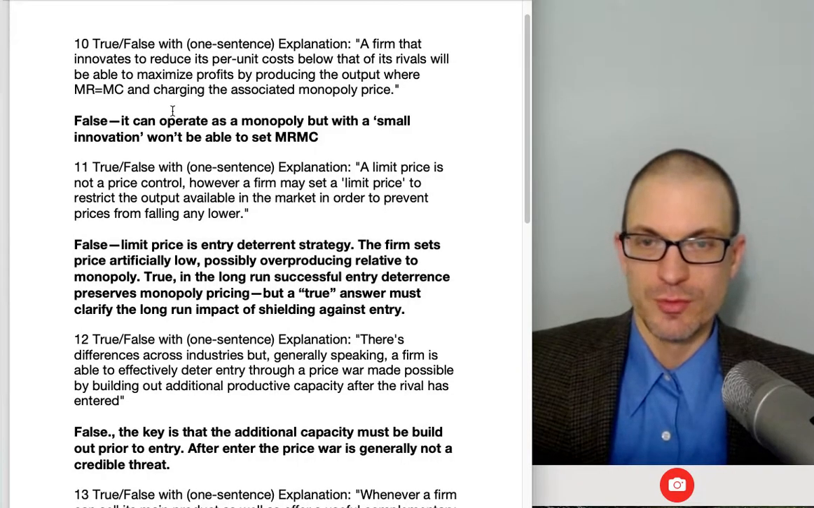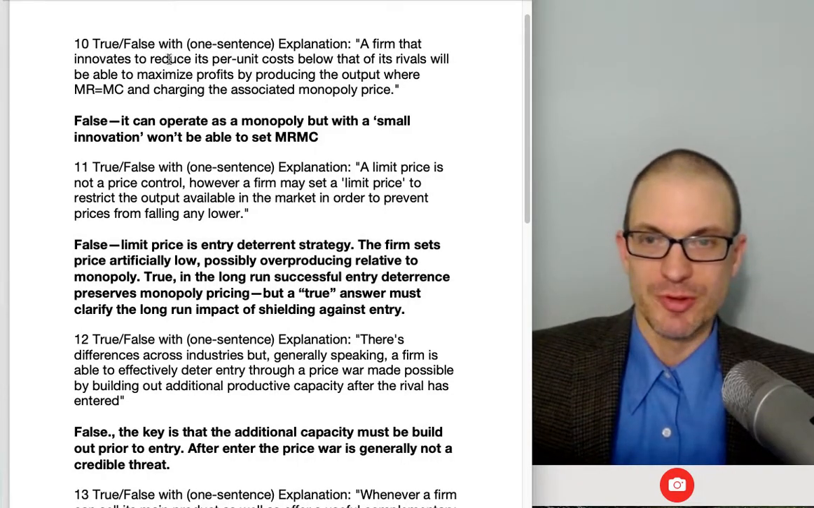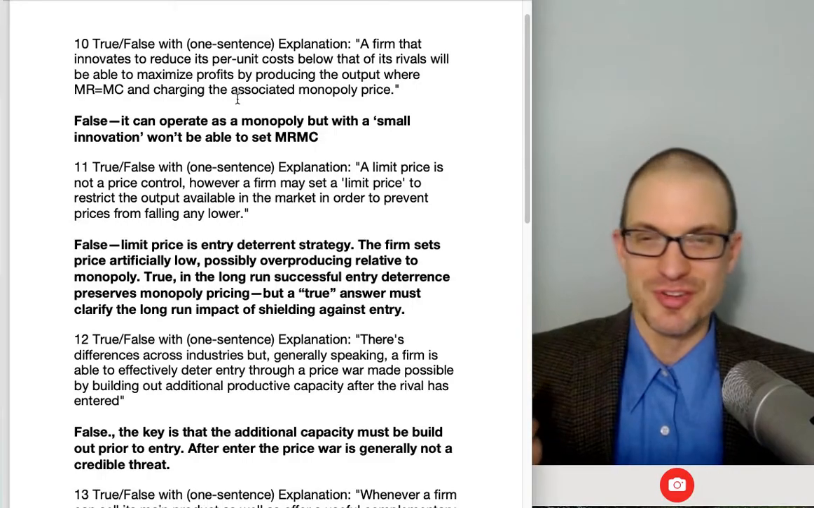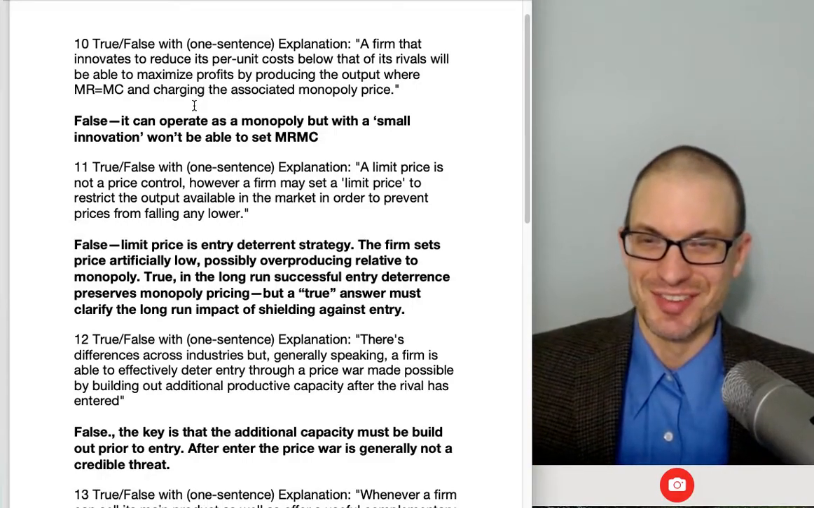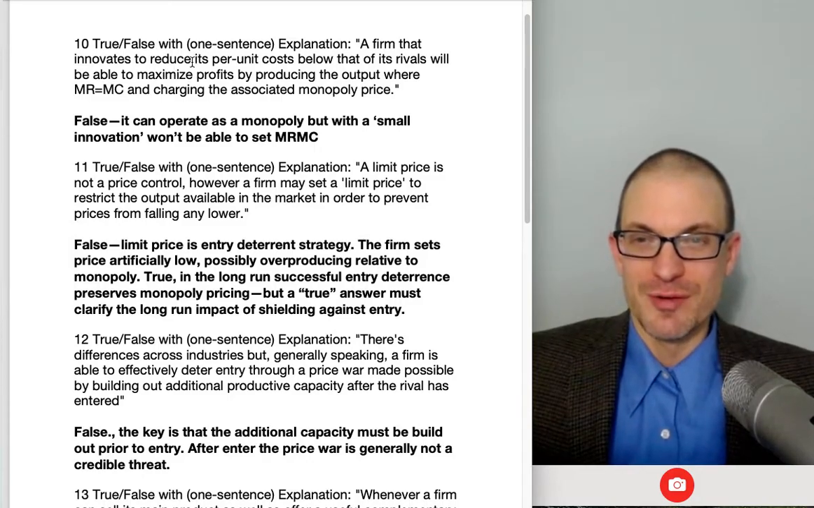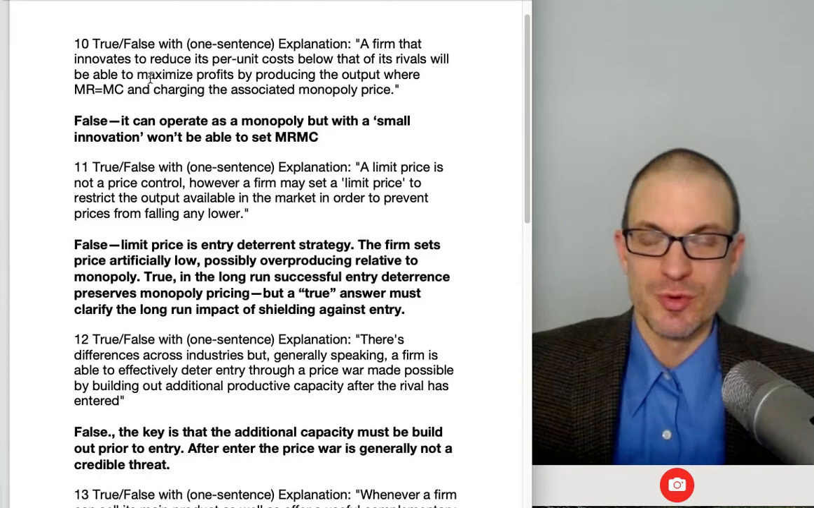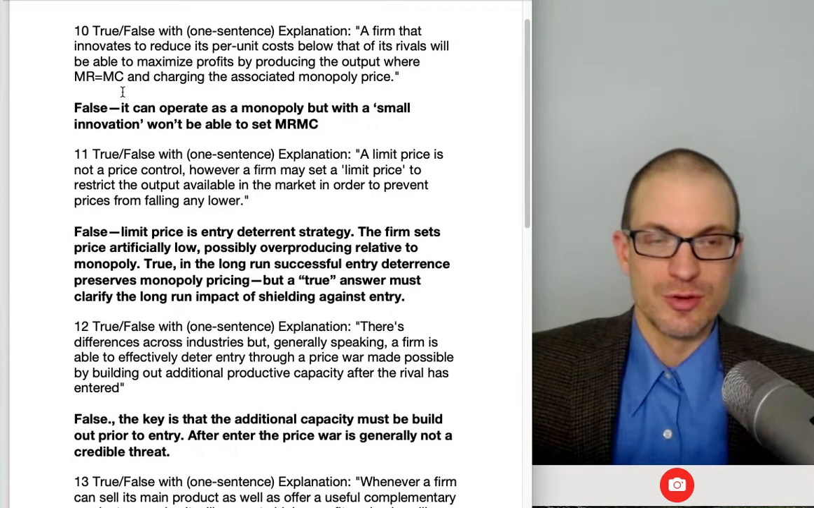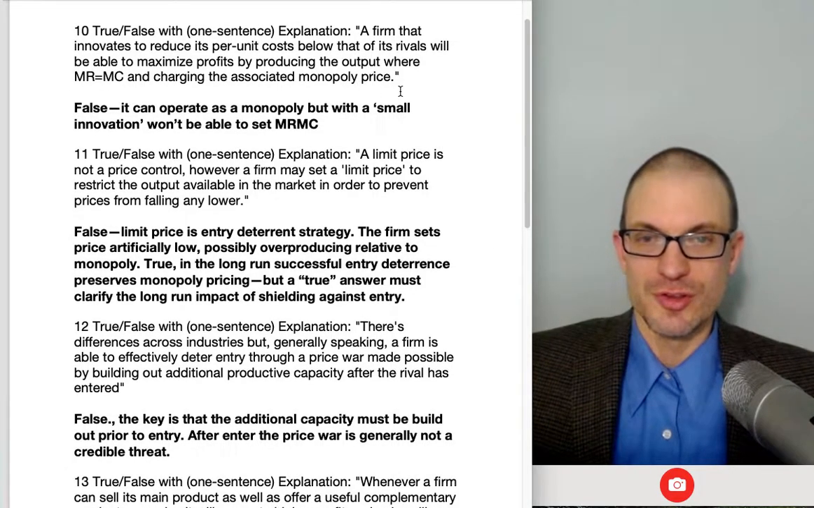The first one, what's the problem? Oh, this is out of order. I should have put this in the same order as what we just had. Sorry. But this is what we'll do from here now. So a firm that's able to innovate reduces its per unit cost below that of its rivals, able to maximize profits producing where marginal revenue equals marginal cost and the associated monopoly price.